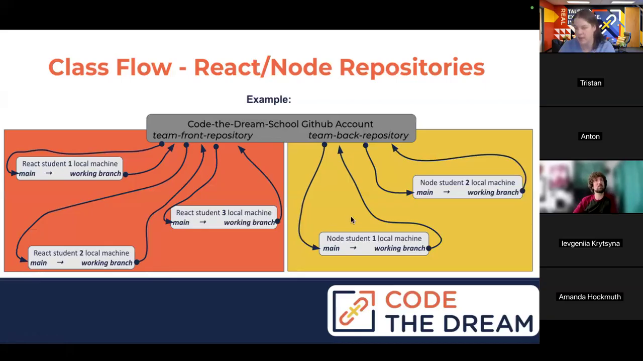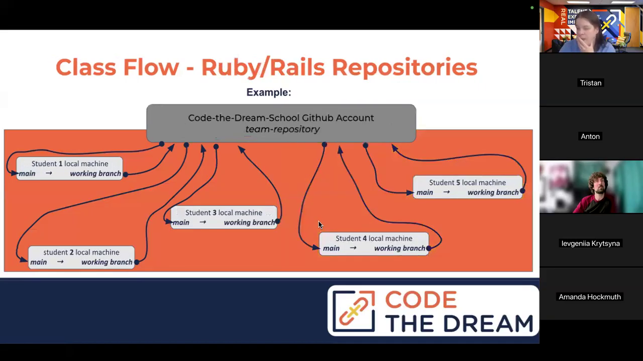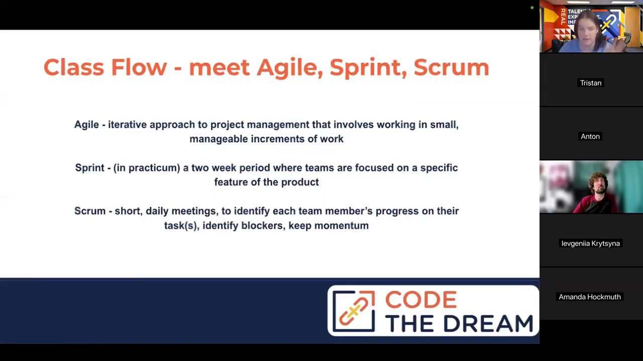Same thing on the back end as far as pull down to make sure that you have the most current version of the code base, branch off, get your work done, go ahead and push it back up. For Ruby on Rails, same kind of thing, only it's all one repository. So pull down from main, branch off, get your work done, push it up. Hopefully those visuals helped a little bit if anybody's visual like I am.